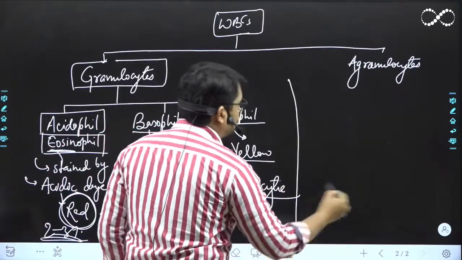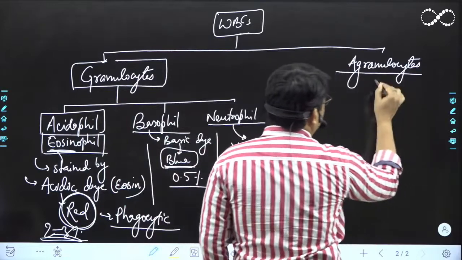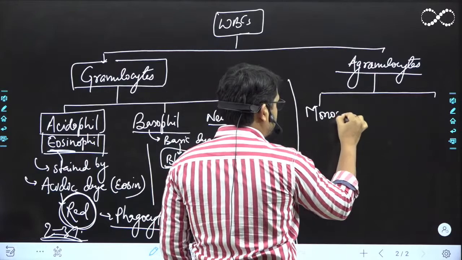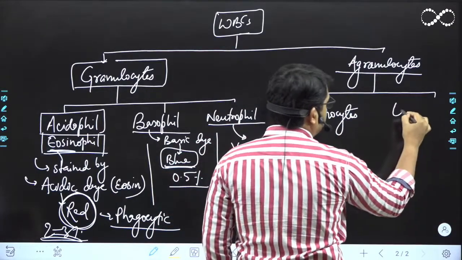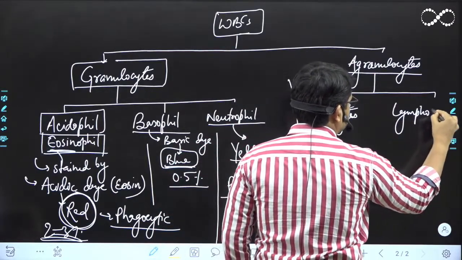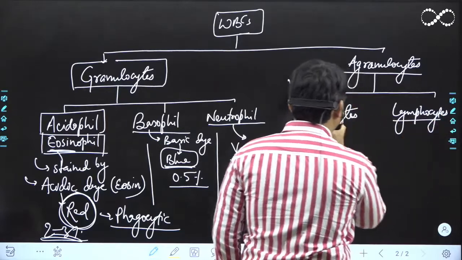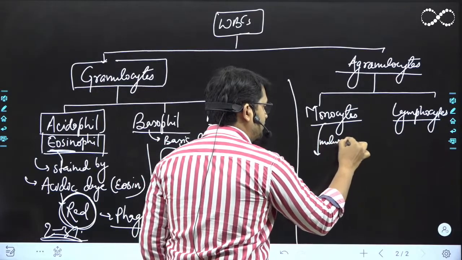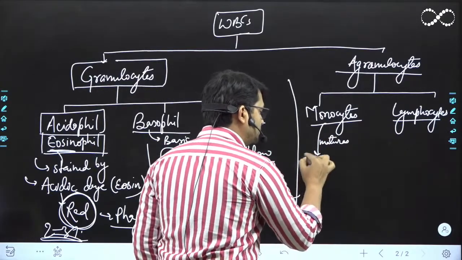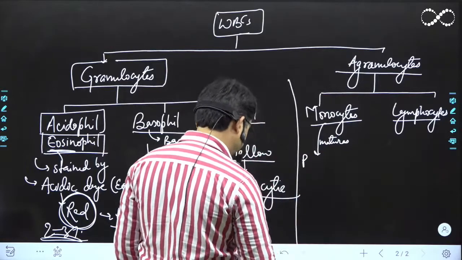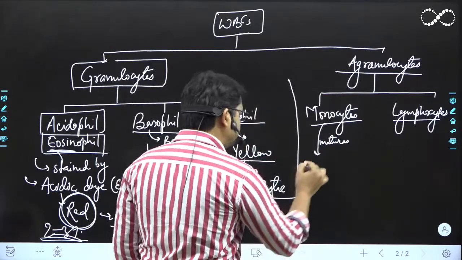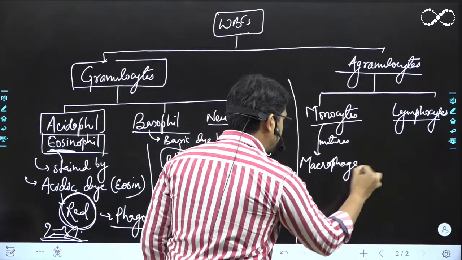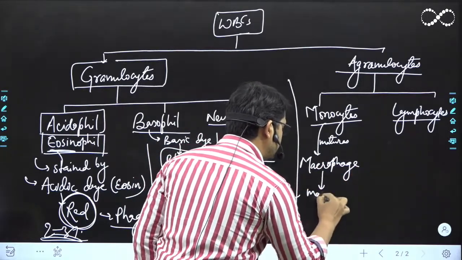What about the agranulocytes? Agranulocytes are further divided into two, that is monocytes and lymphocytes. Now monocytes, they further mature. They are going to mature into what? Macrophages, which are your main phagocytic cells.